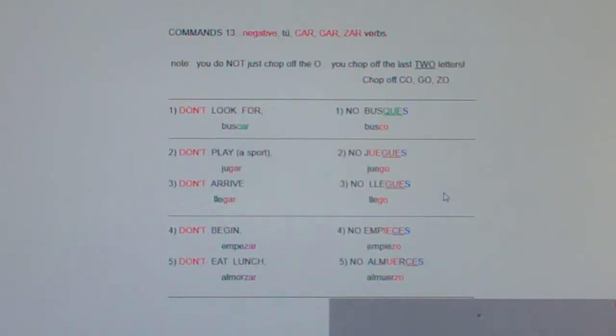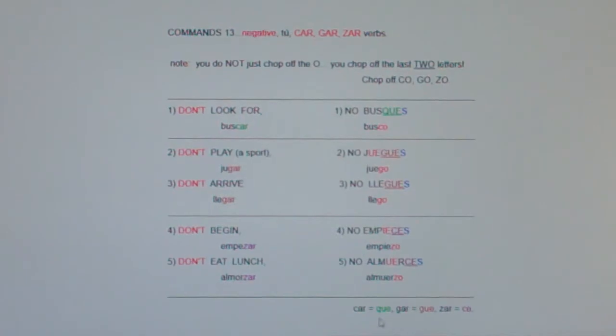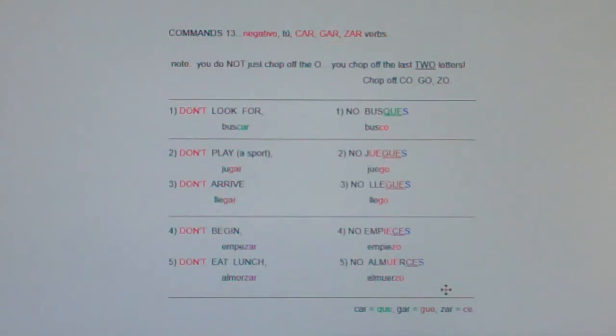No comas. So again, one last time. For car, gar, zar verbs, car turns into qué, gar turns into gué, and zar turns into cé. Okay? And remember, you don't just chop off the O, you chop off the last two letters and add qué, gué, cé. This is tough. You might want to watch this clip again. This has been Commands 13.